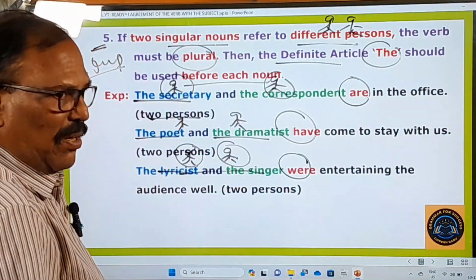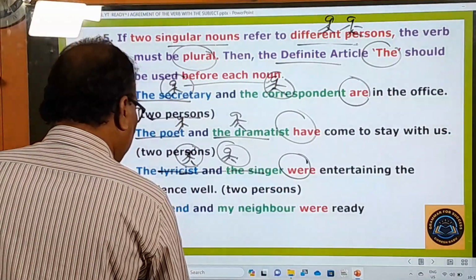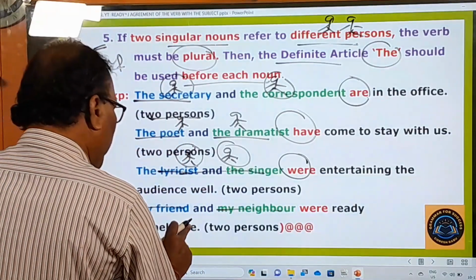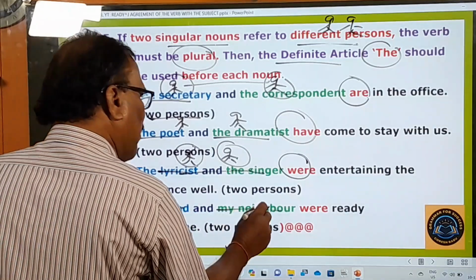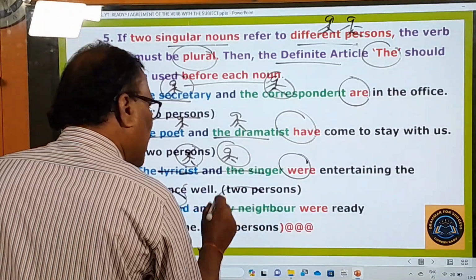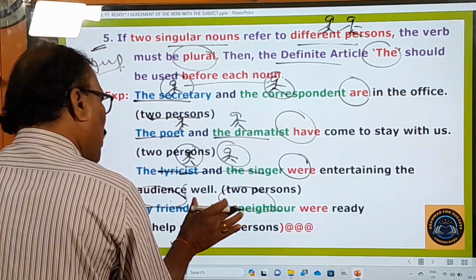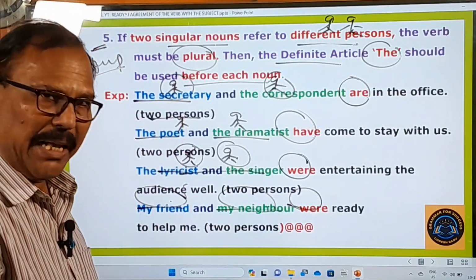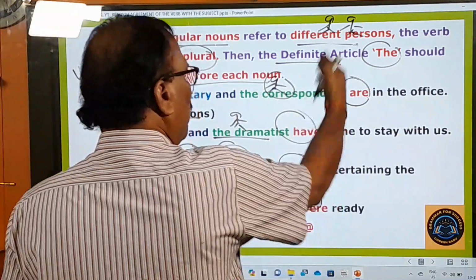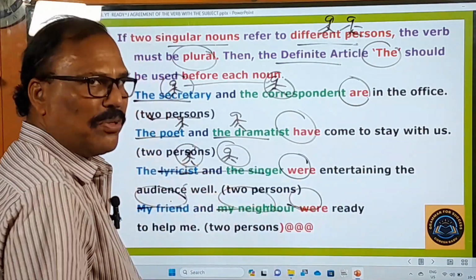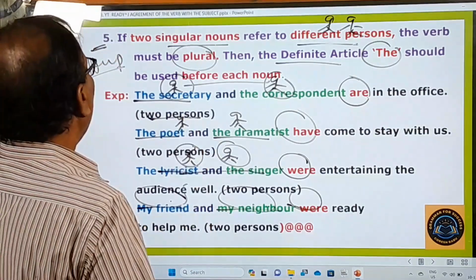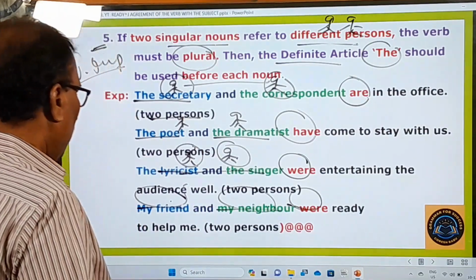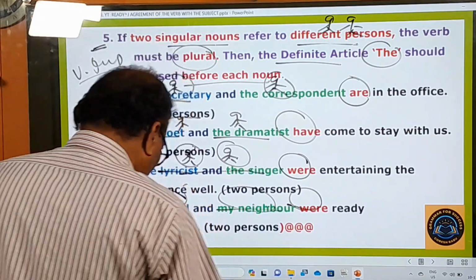Two persons. And then comes, my friend and my neighbor were ready to help me. So this is one person, this is another person, and therefore this is a plural subject, and therefore we have used the plural helping verb there. So in all these examples, plural verbs, plural helping verbs are used. And this is the most important rule from your competitive examinations point of view. Right, now let's go to the next rule.